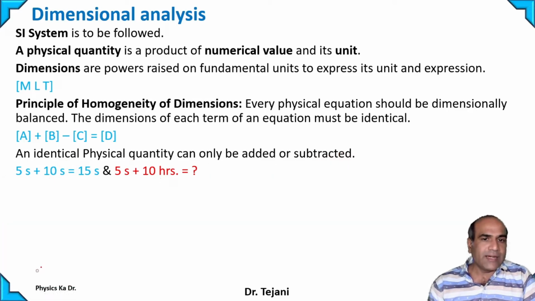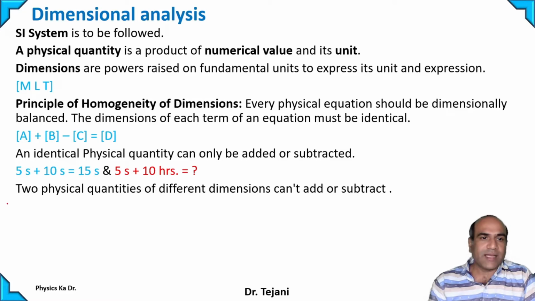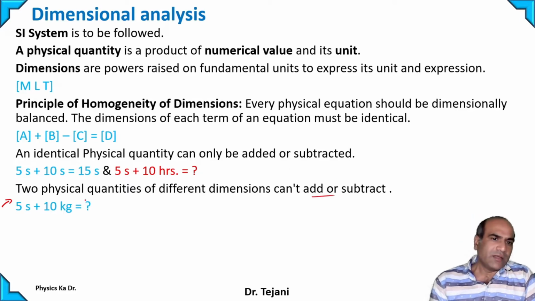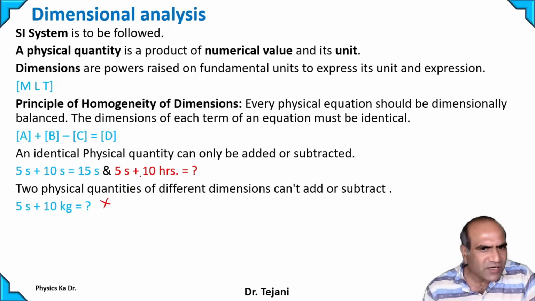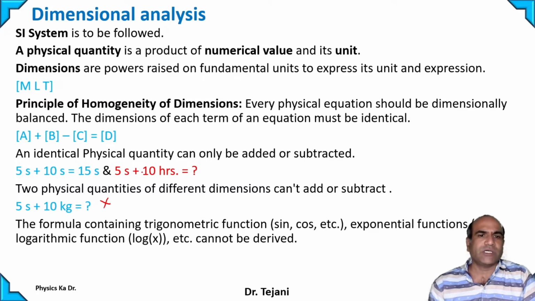So for addition and subtraction, the physical quantity dimensions must be similar. Then what next? Two physical quantities of different dimensions can't be added or subtracted. 5 second plus 10 kilogram. There is no sense in adding 5 second plus 10 kilogram, because that becomes impossible. In that case we cannot add. So it is nature, we know that, right?